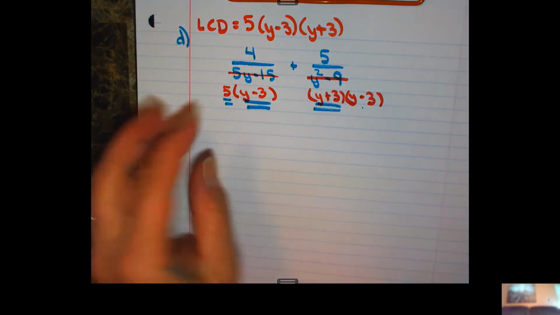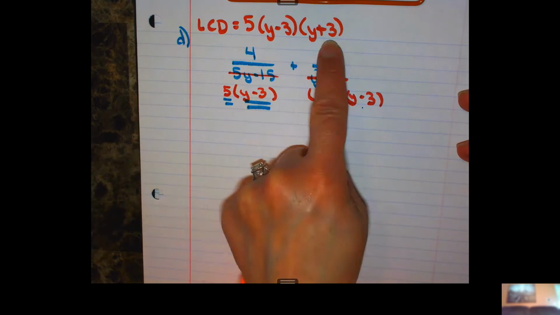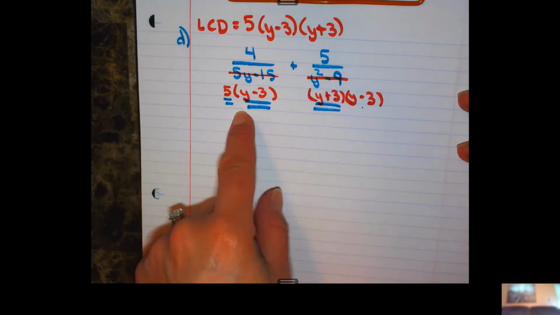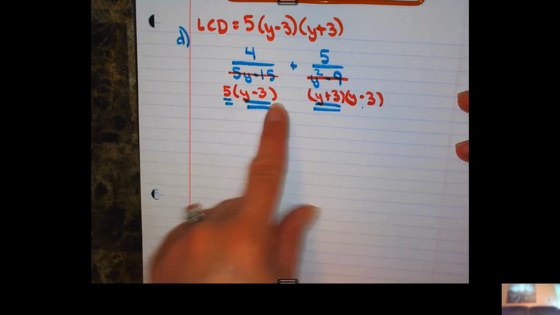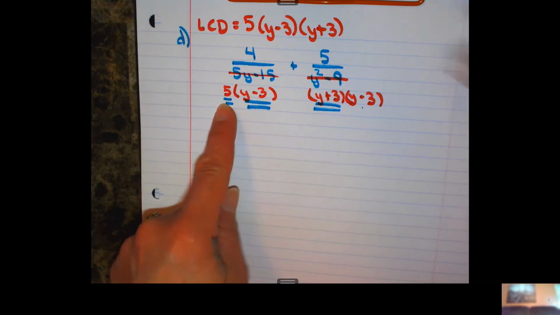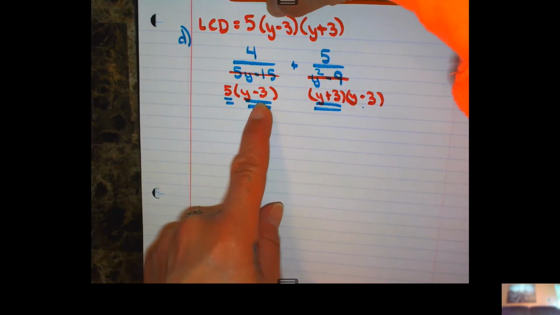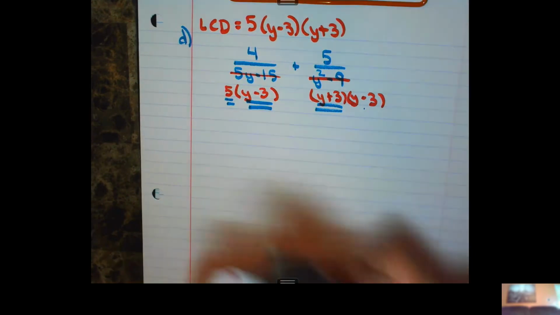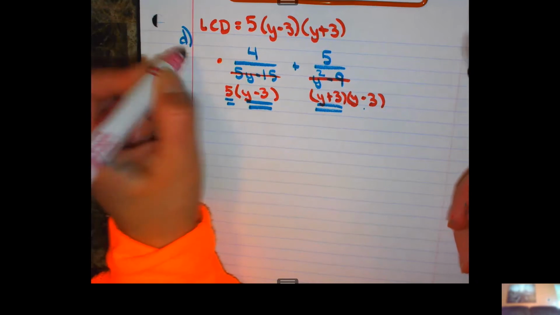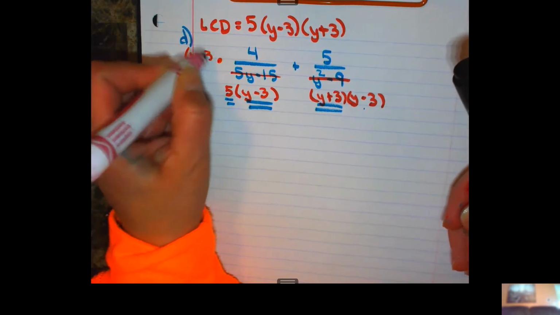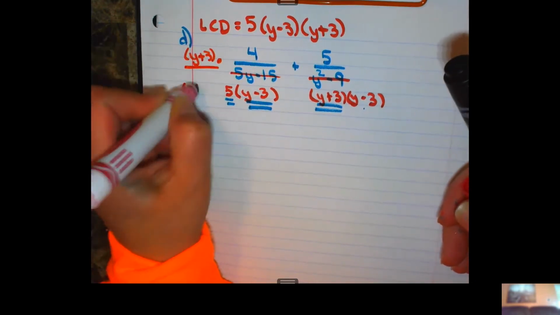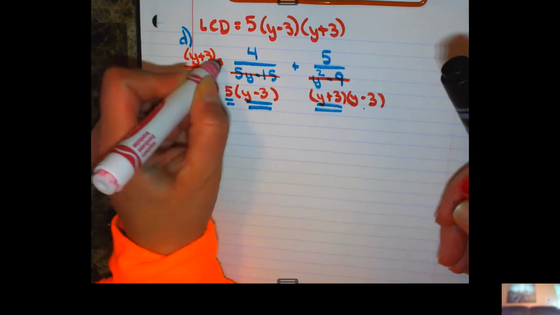We need to get our denominators to look like this. So we are going to multiply the bottom and top by whatever's missing. So if you look over here, we have a 5 and we have a y minus 3. We are missing the y plus 3. So what we need to do is multiply the top and the bottom by y plus 3. And I'm putting it in parentheses. Don't forget your multiplication sign.